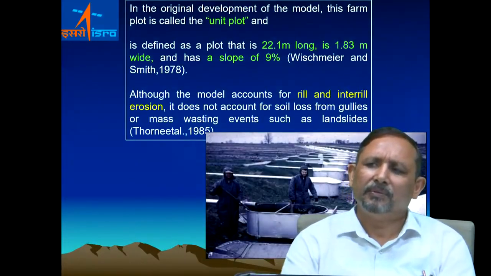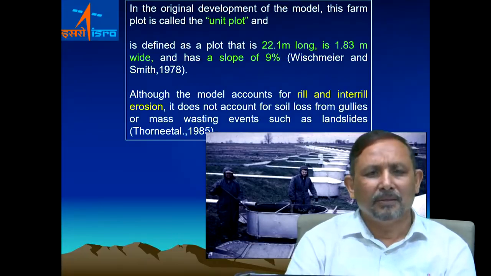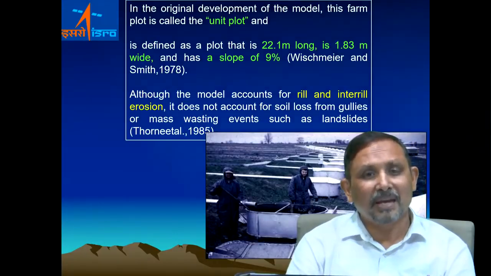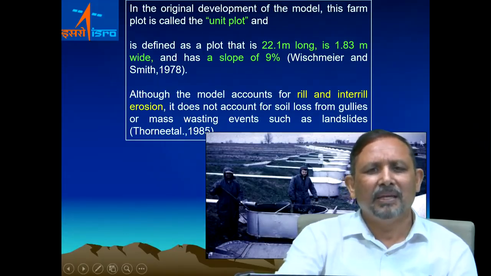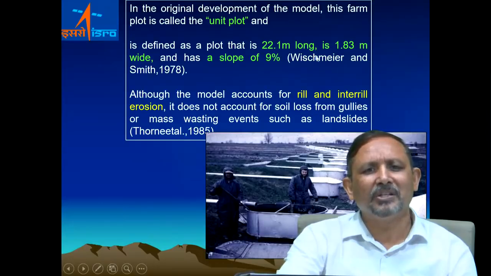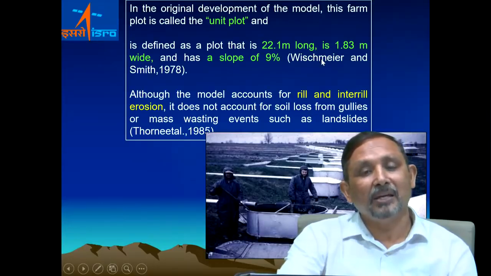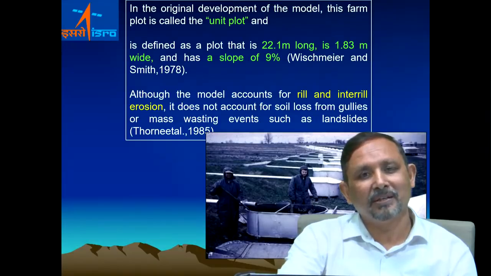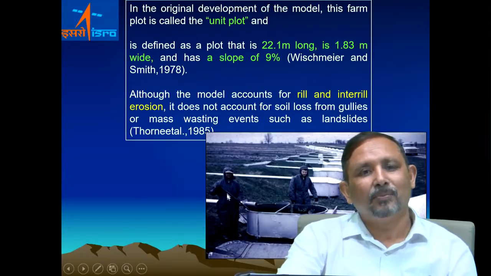So for erosion modeling, the beginning was done by one renowned scientist, Wischmeier and Smith. They did experimentation in the 1960s across the entire US, with different types of soils, vegetation, and topography. He prepared the plot. We call it an erosion plot, and later on it is called a unit plot.